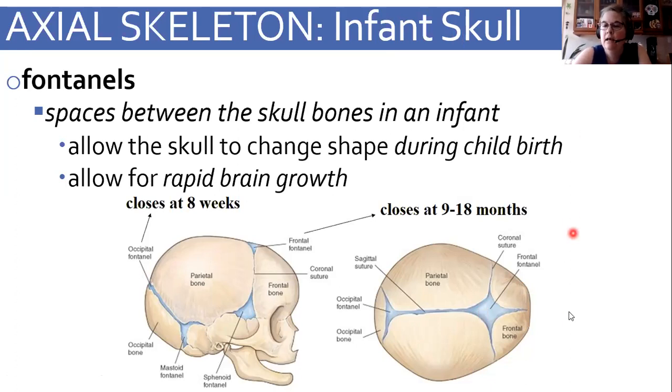I don't think it hurts the baby at all when it overlaps, because I don't think there's a lot of pain receptors there for the baby. And that's usually what happens because the birth canal is a pretty tight squeeze. So it just helps for that process to happen. All right.